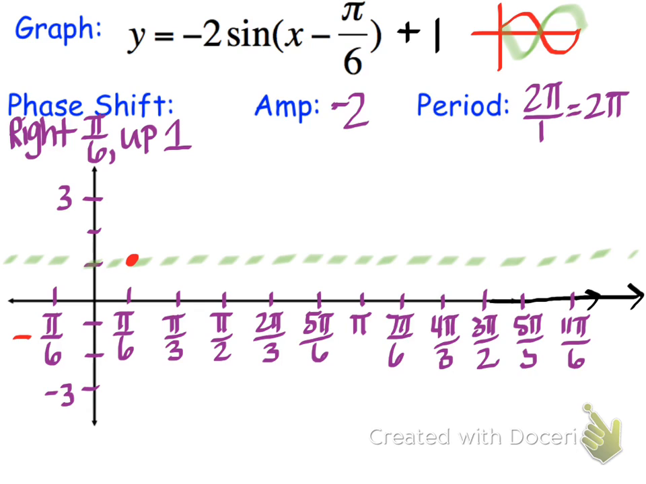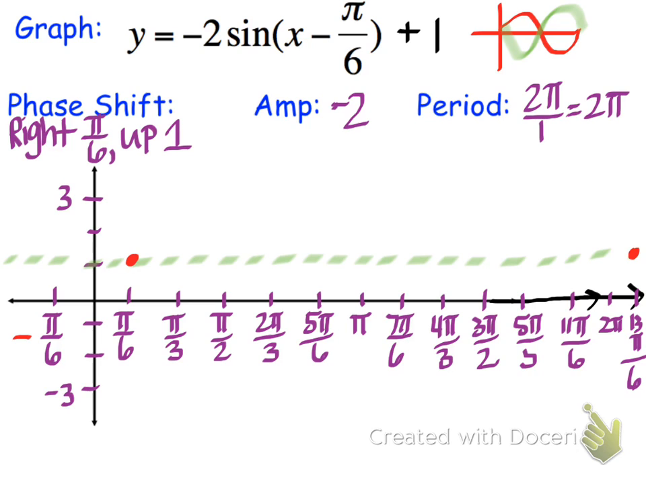The next point is going to be 2 pi units later. Now normally that would end at 2 pi. But we have to go pi over 6 to the right. So actually this one's going to end at 13 pi over 6. And we'll put a point there.